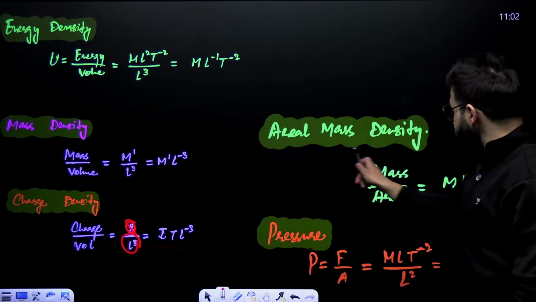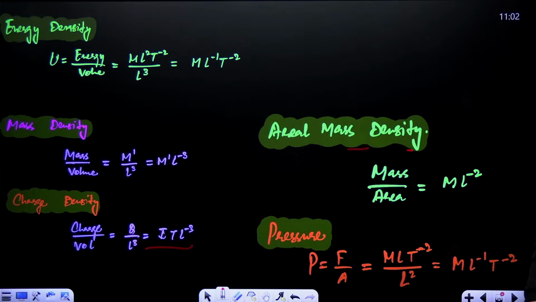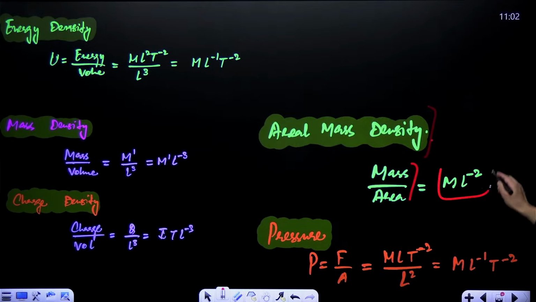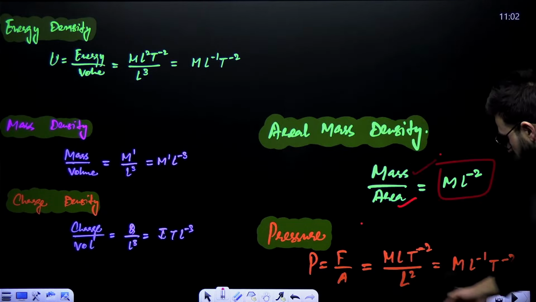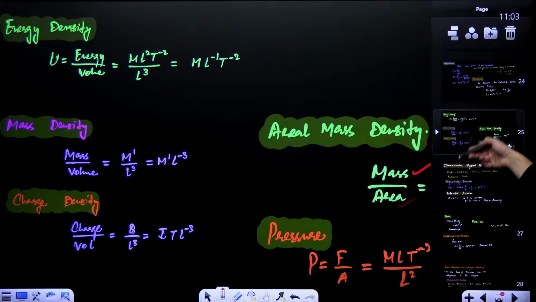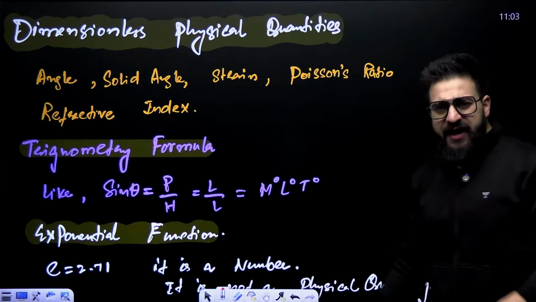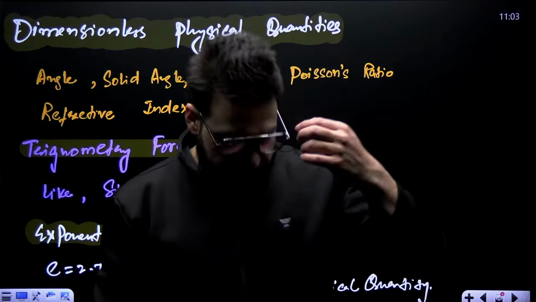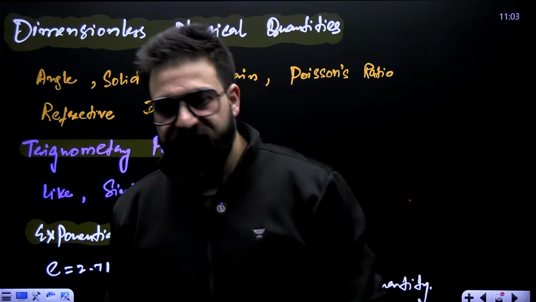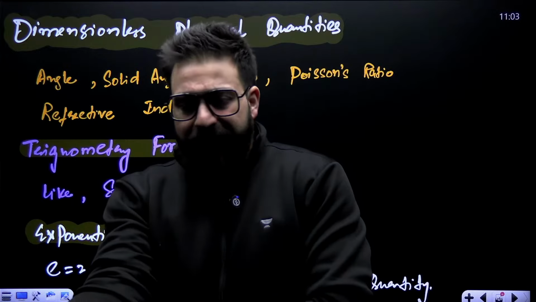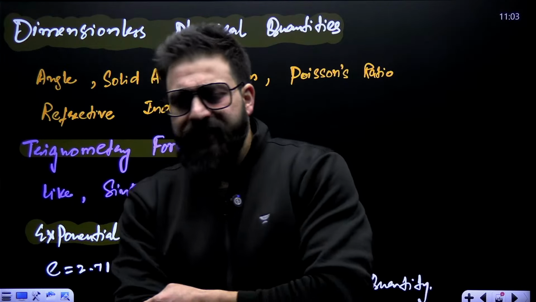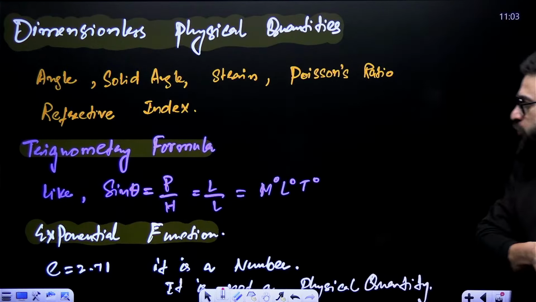Similarly, we have areal mass density. This is also mass divided by area. When it comes to the areal mass density, it is mass divided by area. So for area, it is L square. For mass, it is M. Pressure is force per unit area. Simple. Now you can find a lot of physical quantities in your modules, if you are an Unacademy student or wherever you study, and you will be able to find their dimensional formulas easily. I have shown you the approach.